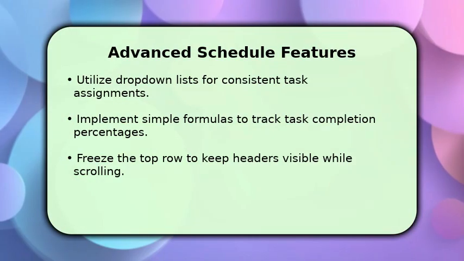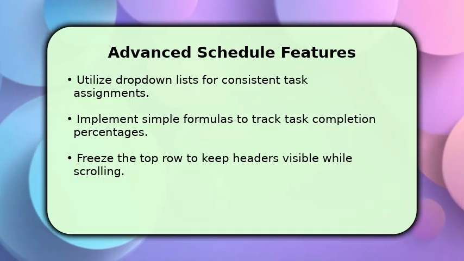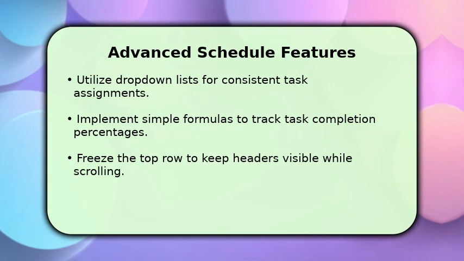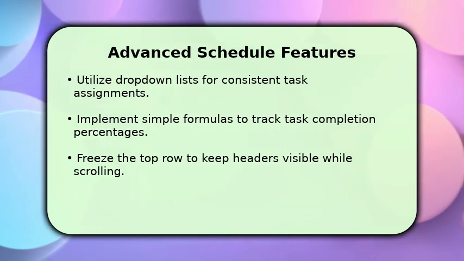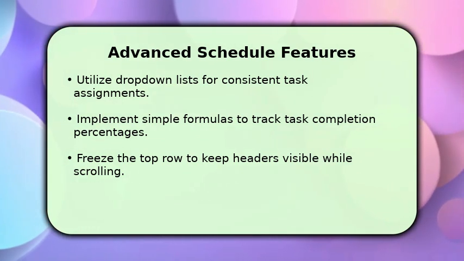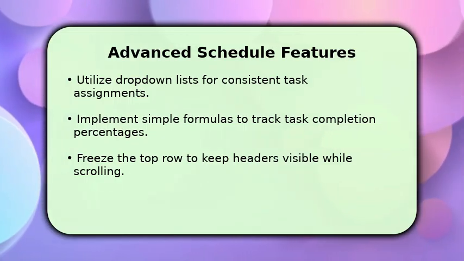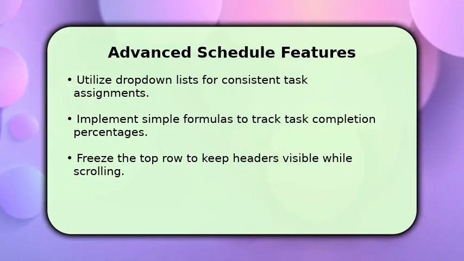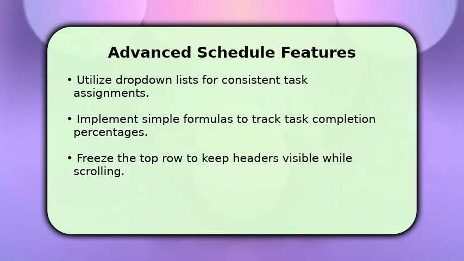To make your schedule even more powerful, let's add some advanced features. Create drop-down lists for the Assign to column to ensure consistent names and prevent typos. You can also use a simple formula, like COUNTIF, to track how many tasks are marked complete out of the total. Remember to freeze your top row so your column headers remain visible as you scroll through longer schedules.